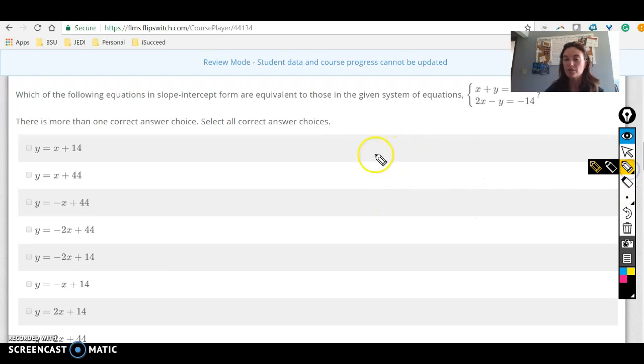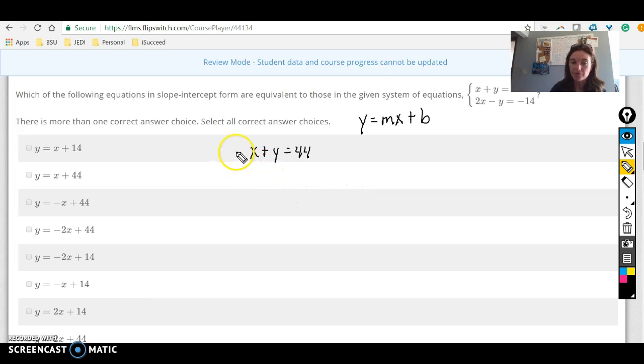All right, so the first one, X plus Y equals 44. And remember, we're looking for Y equals mx plus b. So what we need to do is get Y by itself. And in order to get Y by itself for this equation, I need to subtract X from both sides. So I do that. I get Y equals 44 minus X. But I need to have that X first. Okay, so I'm going to rearrange. And I'm going to have Y equals negative X plus 44.